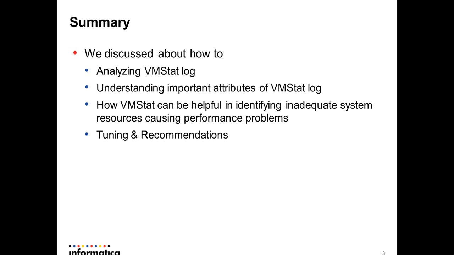So to summarize, we discussed how to analyze VMStat, understanding important attributes of VMStat and how VMStat helps in identifying inadequate system resources. The tuning and recommendations for such a problem depend on your deployment. In order to overcome lack of system resources, it is recommended to go for horizontal scaling. That is, you attach more nodes and share the workload across multiple nodes, and thereby the memory demands of the application will be less on that given physical or virtualized environment. Thank you.